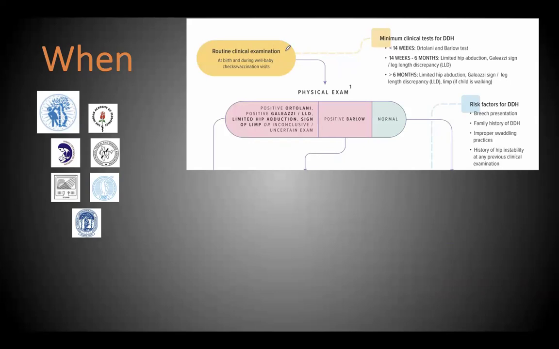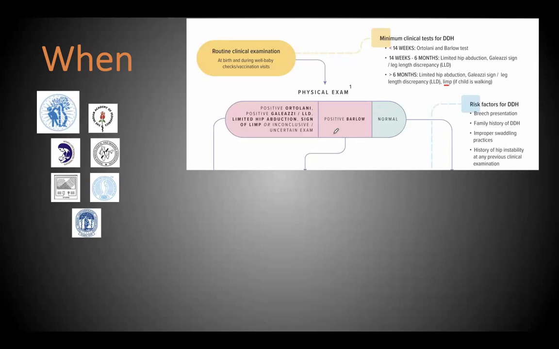So during examination, you would want to see the Ortolani and Barlow test if the child is less than 14 weeks of age. Between 14 weeks and 6 months, you want to see if there is limited hip abduction, Galeazzi positive, or any leg-length discrepancy. And to add to this, in a child who is older than 6 months, you would also see if the child is limping, if they are walking already.